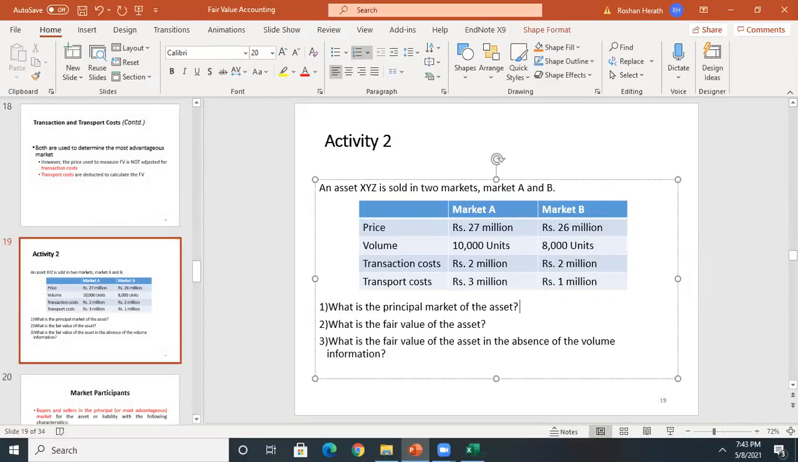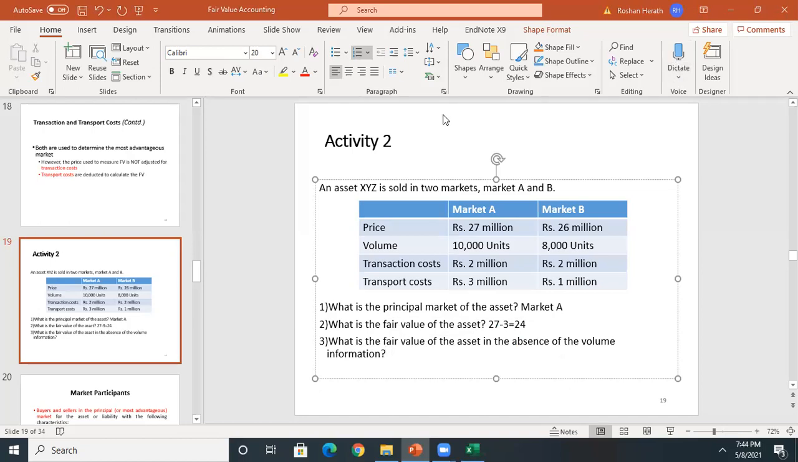Then it asks you, what is the fair value of the asset in the absence of the volume information? If the volume information is not there, what is that? Yes, market A is 27 minus 3, 24, very correct. Then it asks you, what is the fair value of the asset in the absence of the volume information? If you assume that the volume information is not there, what is going to be the fair value? That is what the question is about. So if you don't have the principal market, then what do you have to do?